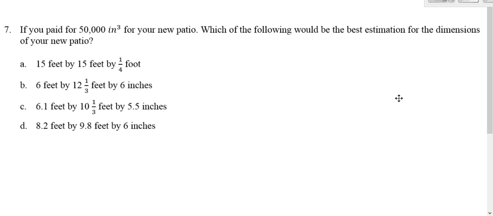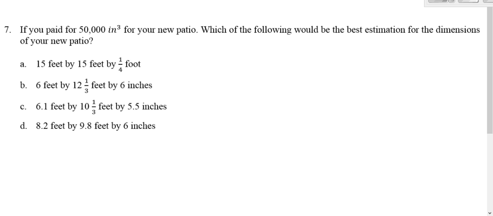Paid for 50,000 for your new patio. So that's how much concrete you've got. Which of the following would be the best estimation for the dimensions? So which of these has dimensions that's really close to 50,000 cubic inches? That's what the question's asking.